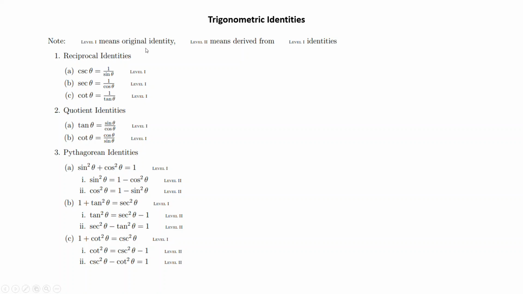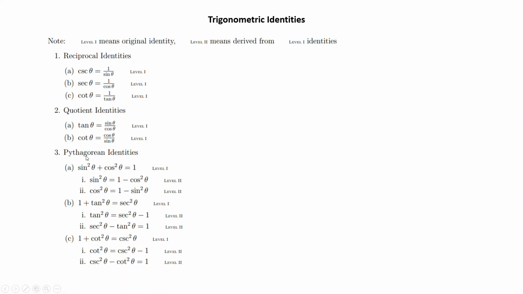Level 1 means the original identity. Level 2 means derived from level 1 identities. So what does he mean by that? First, reciprocal identities. We certainly talked about this, right? We said cosecant is the reciprocal of sine. So cosecant theta is 1 over sine theta. Secant is 1 over cosine theta. This you know. And you also know these quotient identities, that is tangent theta is nothing but sine theta over cosine theta. Cotangent theta is cosine theta over sine theta. That's a simple, straightforward one.